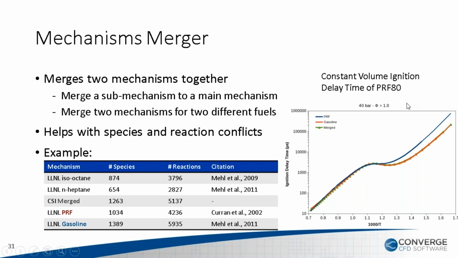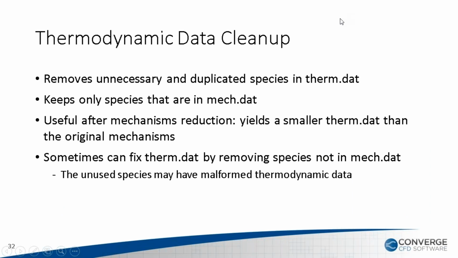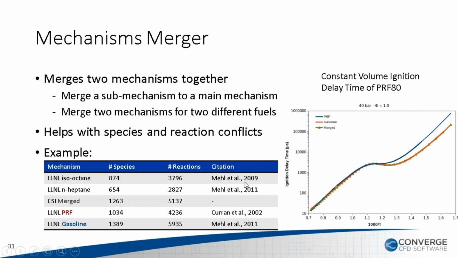So we ran the merged mechanism, as well as the gasoline and PRF mechanisms, for a PRF 98 mixture at 40 bar and stoichiometric. And then you can see the merged mechanism actually follows closely the gasoline mechanism, so it does pretty well for a really simple merging job. But do be careful. You want to test your merged mechanism after you're done merging them, because if you didn't do a good job, you might get results that are way off.